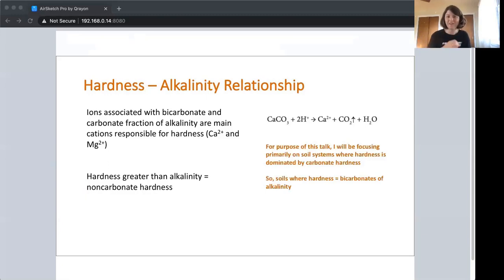And I have a note here on the right that for the purpose of this talk, I'm really focusing on systems where your water hardness is dominated by your carbonate hardness. So in this case, hardness and your carbonate problem are the same, just to also simplify things.